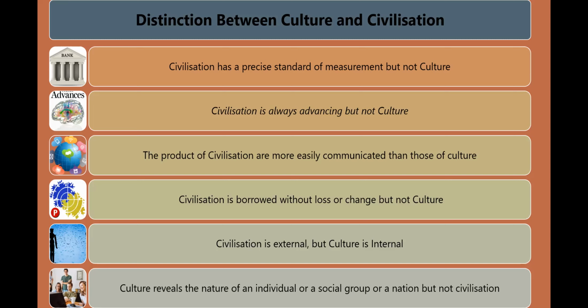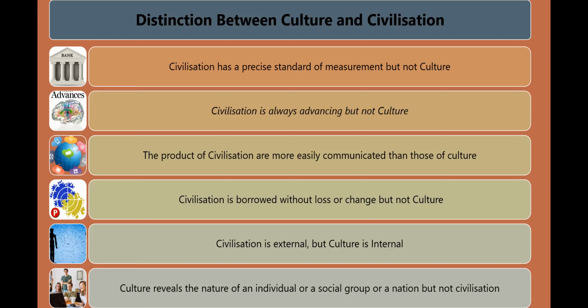Now, the other distinction. The products of civilization are more easily communicated than those of culture. Because civilization is something that you can write easily, you can have the monotony, but the culture cannot have the monotony because it is diverse, it is dynamic. For example, if you are talking about the business or bank civilization, it is very easy to communicate. But when somebody asks about your culture, it will not be easy to communicate.